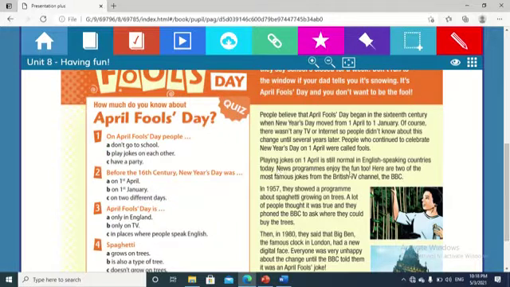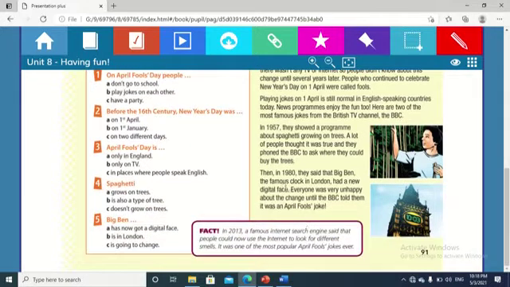News programs enjoy the fun too. Here are 2 of the most famous jokes from the British TV channel, the BBC. In 1957, they showed a program about spaghetti growing on trees. A lot of people thought it was true, and they phoned the BBC to ask where they could buy the trees. Then, in 1980, they said that Big Ben, the famous clock in London, had a new digital face. Everyone was very unhappy about the change, until the BBC told them it was an April Fool's joke.